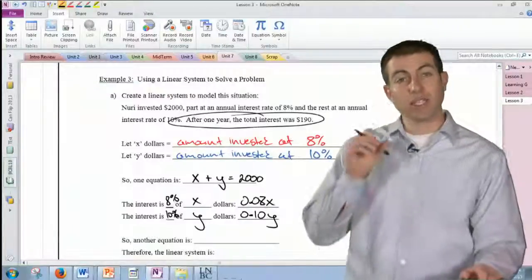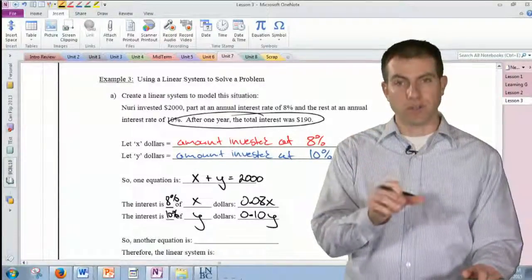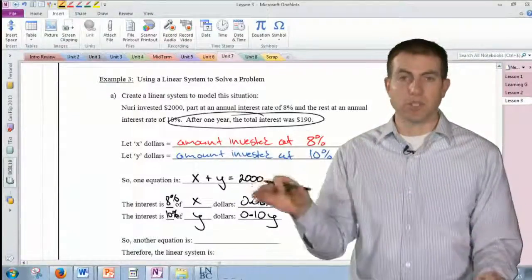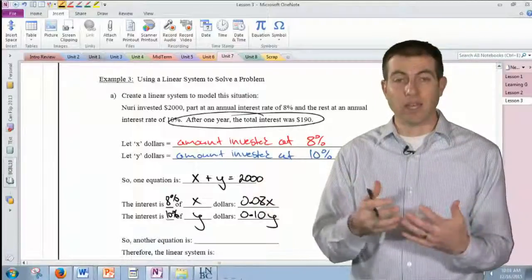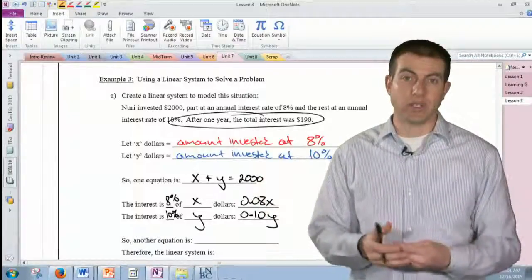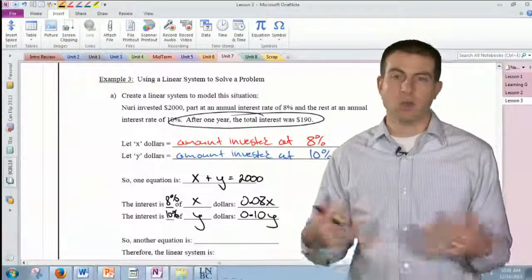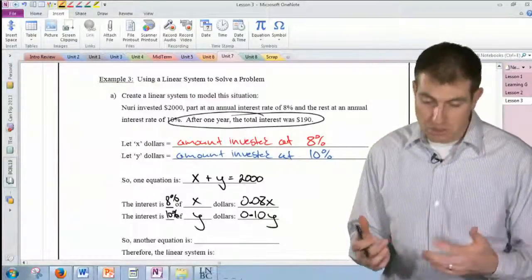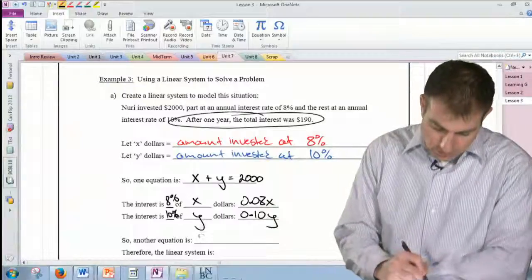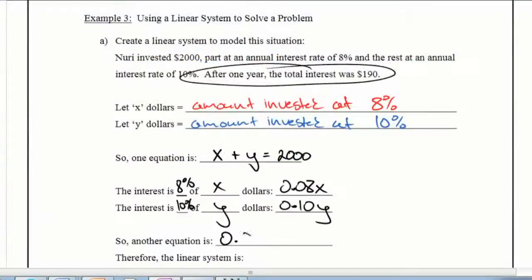So we can figure out how much interest we earned on the first chunk of money, how much interest we earned on the second. If we were to add those together, we would have to end up with 190. 8% of some amount plus 10% of some amount equals 190. So that would be our second equation. 0.08 times x plus 0.10 times y is equal to 190.